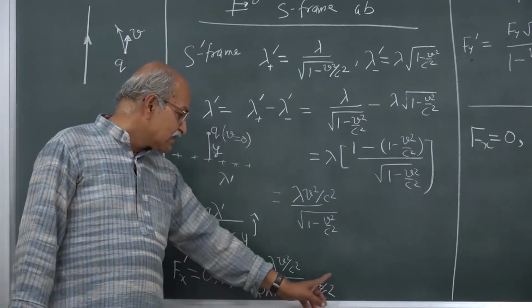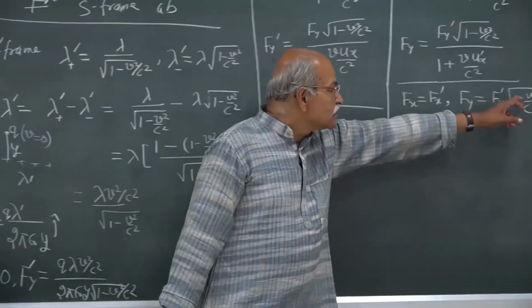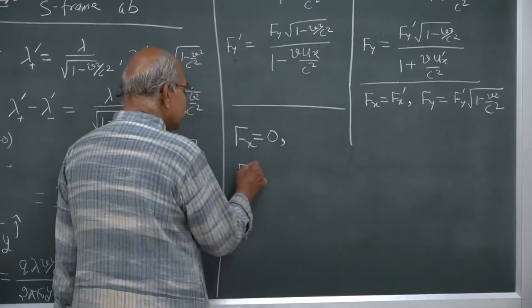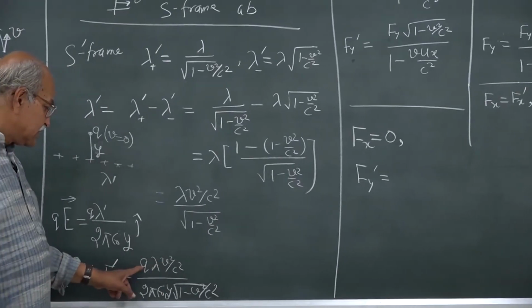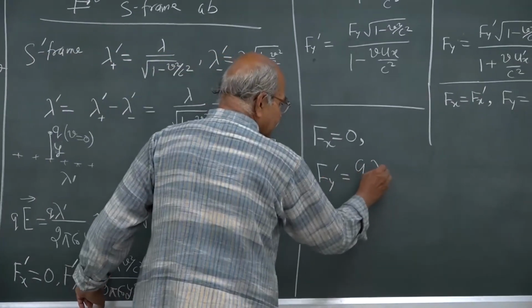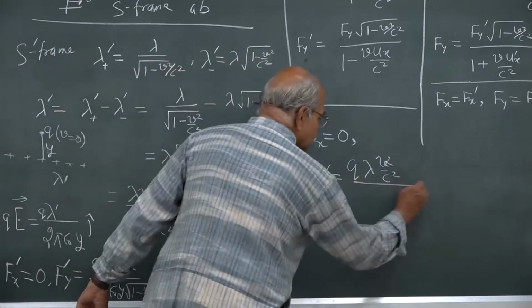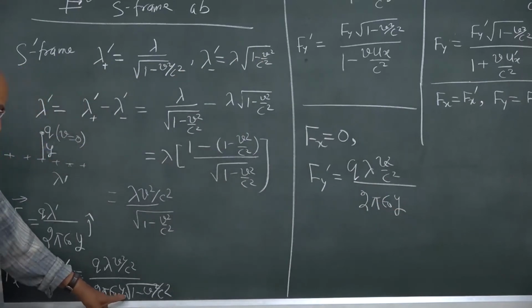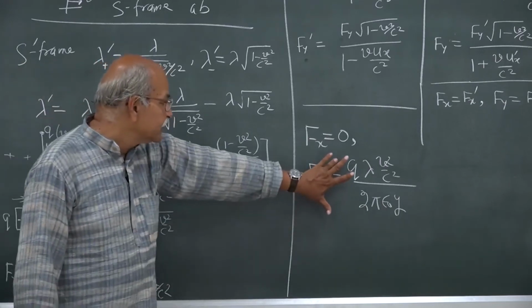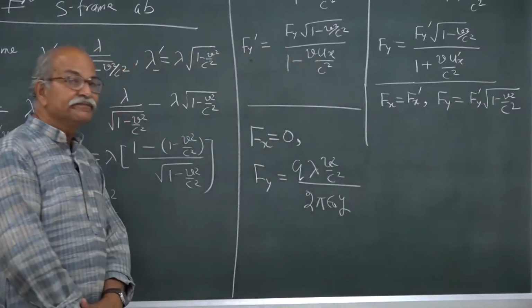So, this quantity in the denominator will cancel out with this quantity in the numerator, and therefore fy prime will be equal to q lambda v square by c square, and then divided by 2 pi epsilon naught y. This factor cancels out. So, fx is 0 and fy is fy prime multiplied by this, which is this.